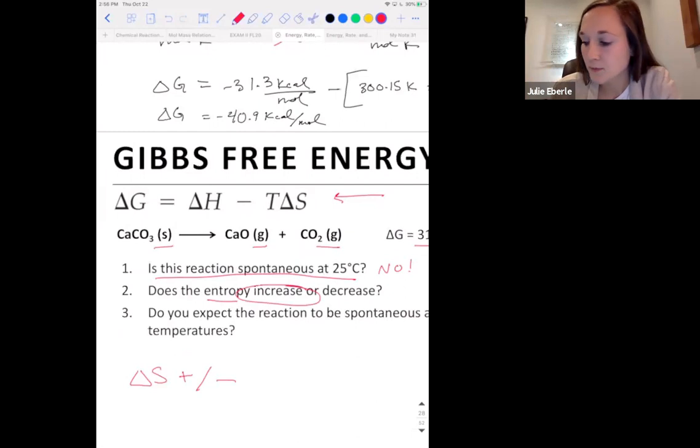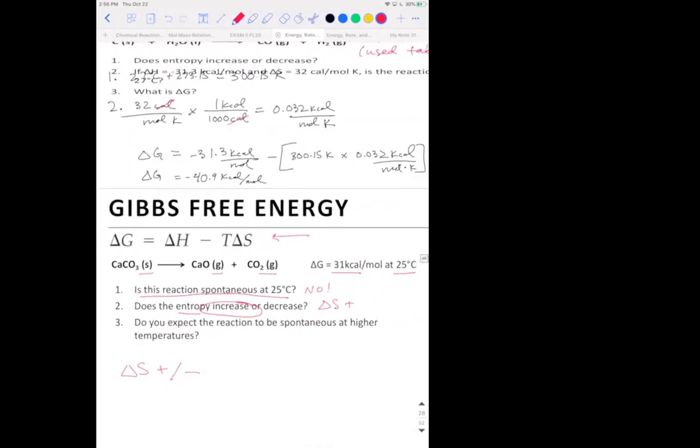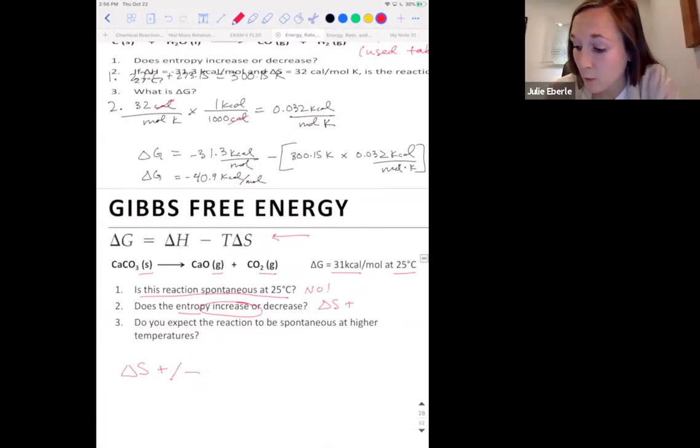So it increases. So delta S is positive here. Additionally, another way you could look at that is I have one reactant and I have two products. 2 is more disordered than 1.